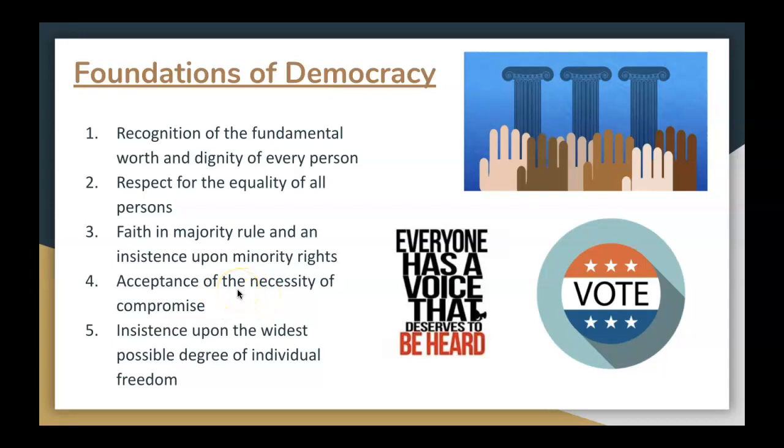Number 4, acceptance of the necessity of compromise. In other words, the best governments are the ones where people can and should get along to get things done. And number 5, insistence upon the widest possible degree of individual freedom. In other words, a democratic government runs best when people acknowledge their freedoms, act on their freedoms, and of course obey those freedoms.